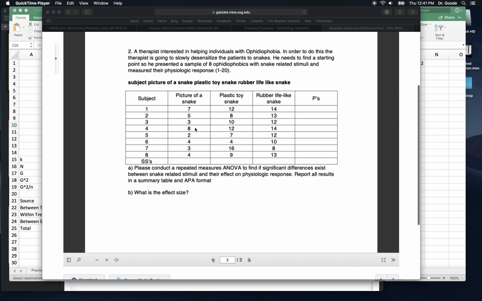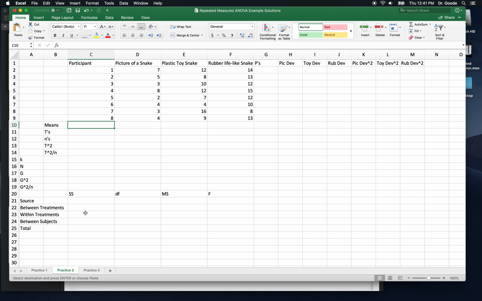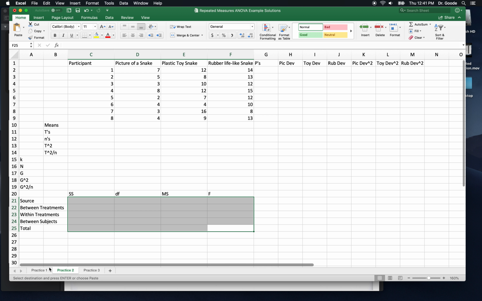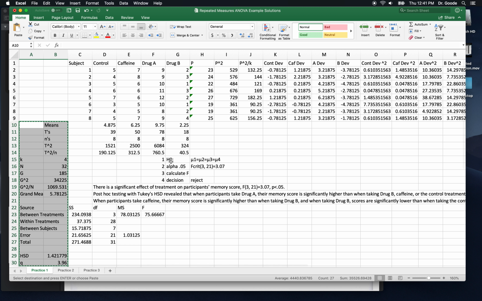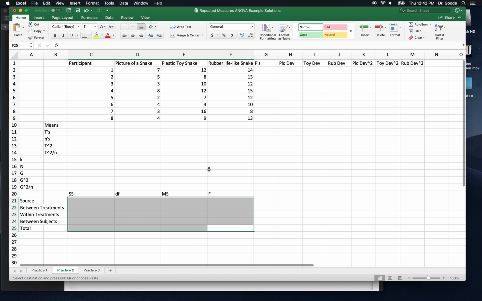So I've copied these into an Excel spreadsheet, and we're going to do a similar solution to what we did in practice problem 1, where we fill in the source table as we go along and present our findings that way. We're going to do all of the same things that we did in practice problem 1, all of these steps for null hypothesis significance testing.